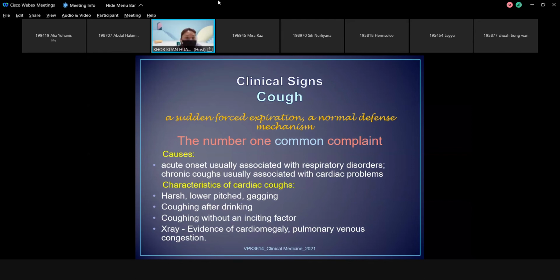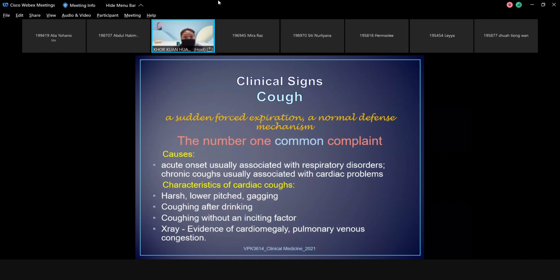So owners sometimes can tell you, coughing after drinking, or coughing when it didn't do anything, just sat there, just woke up, suddenly cough. All right? So those are the clinical signs, like histories that you will get. So often we will radiograph. If it's heart disease, you will have evidence of cardiomegaly and pulmonary venous congestion.